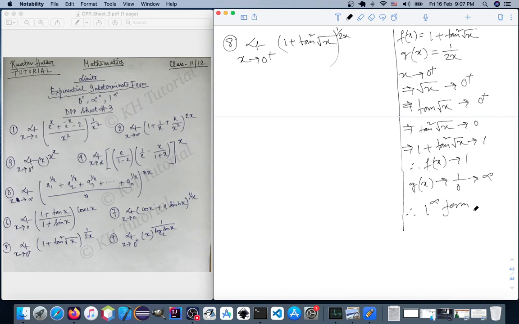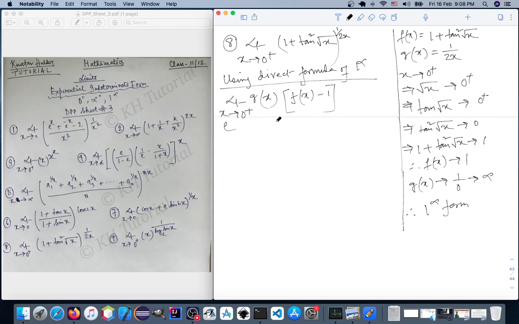1 to the power infinity form, and we can now directly apply the direct formula for the 1 to the power infinity form. Using the direct formula of 1 to the power infinity, we get the result as limit x tends to 0 positive g(x) times f(x) minus 1.